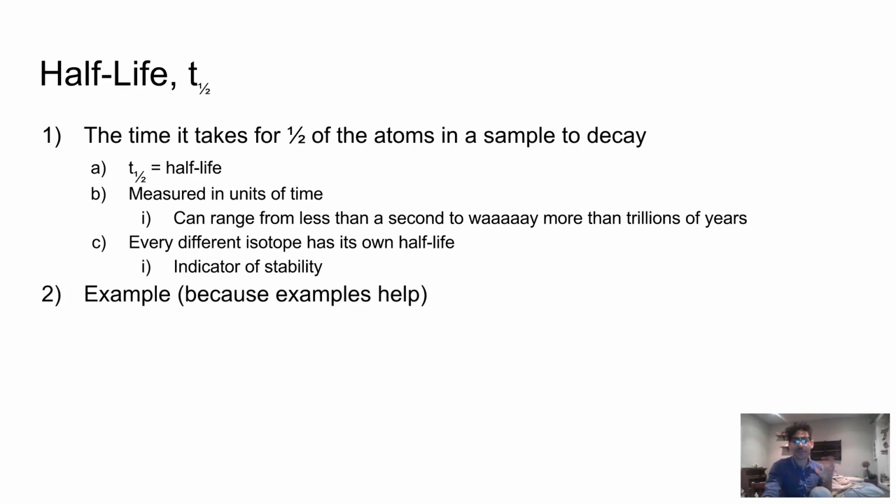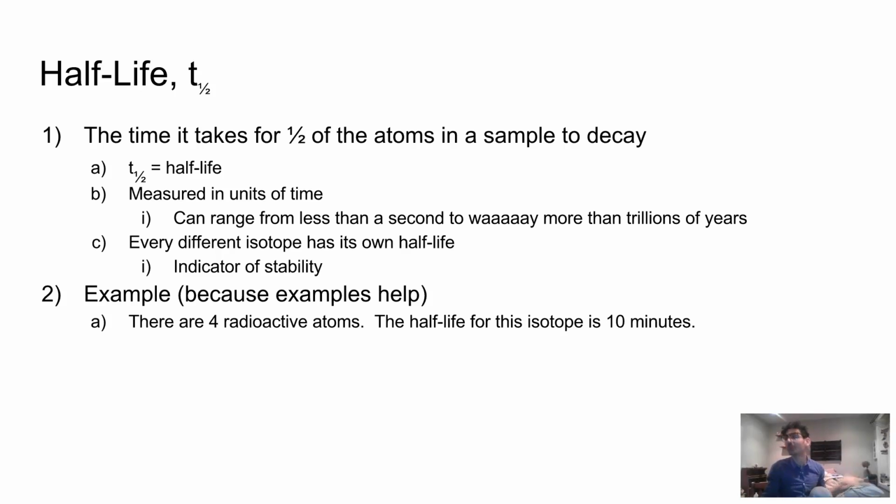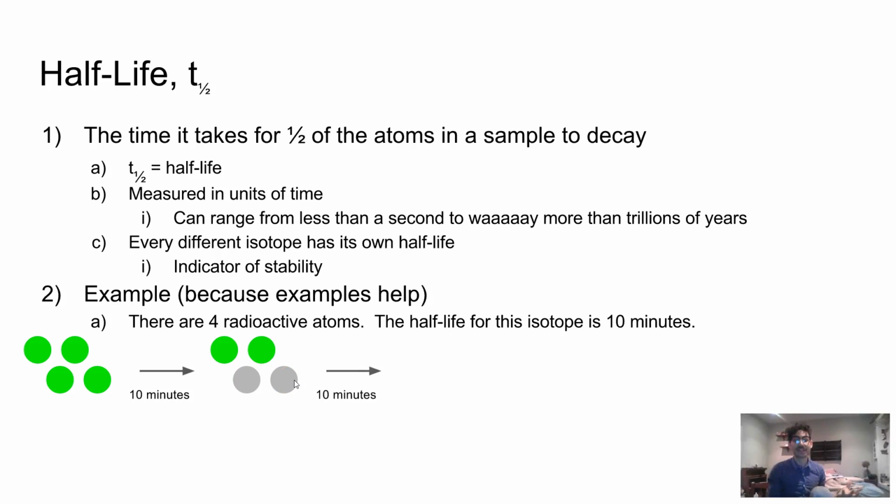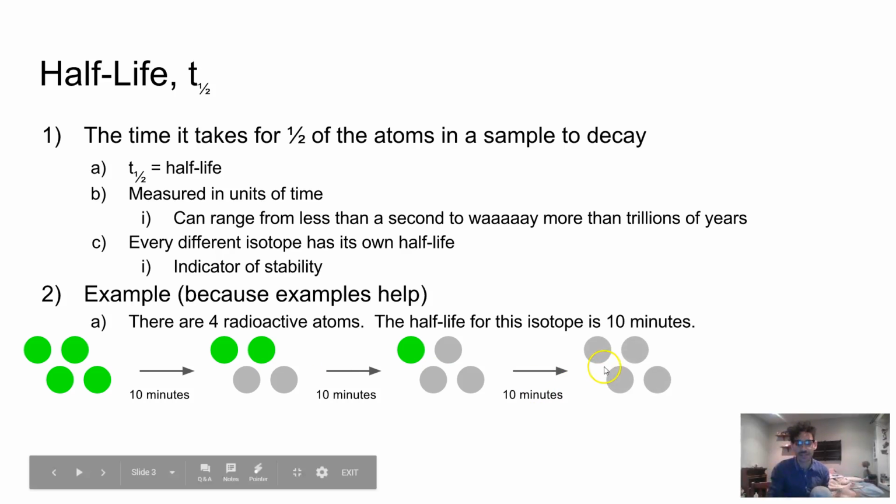So let's look at an example to help this make sense. We have 4 radioactive atoms, and we're going to say the half-life of this isotope is 10 minutes. Here are my 4 radioactive atoms. After 10 minutes, the half-life, half of these will have decayed. That means half of my radioactive isotopes have decayed into something else. Another 10 minutes later, half of my radioactive isotopes are going to decay. So I had 2, now I'm only going to have 1 left. And I guess we could say after another 10 minutes, this last one is probably going to decompose. So, don't quote me on that.